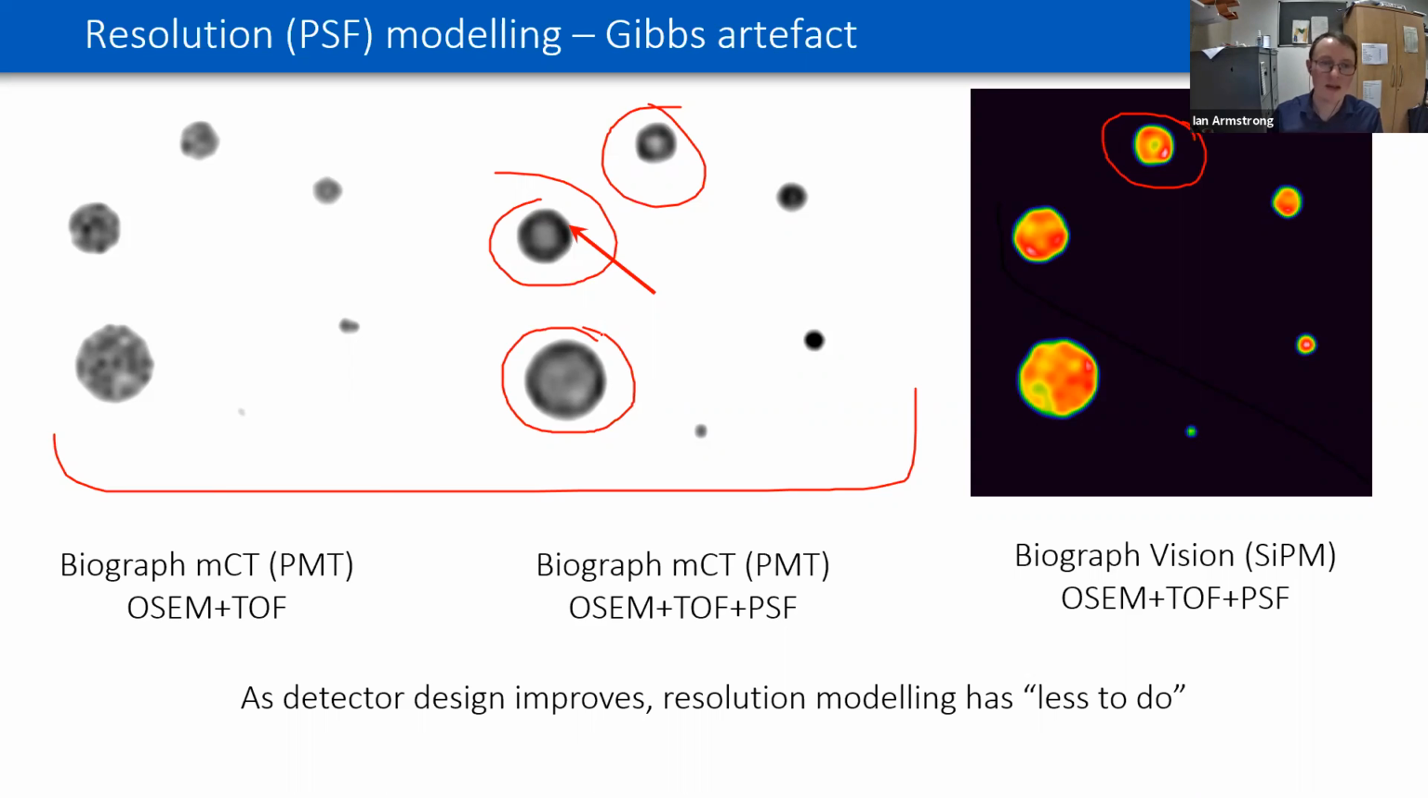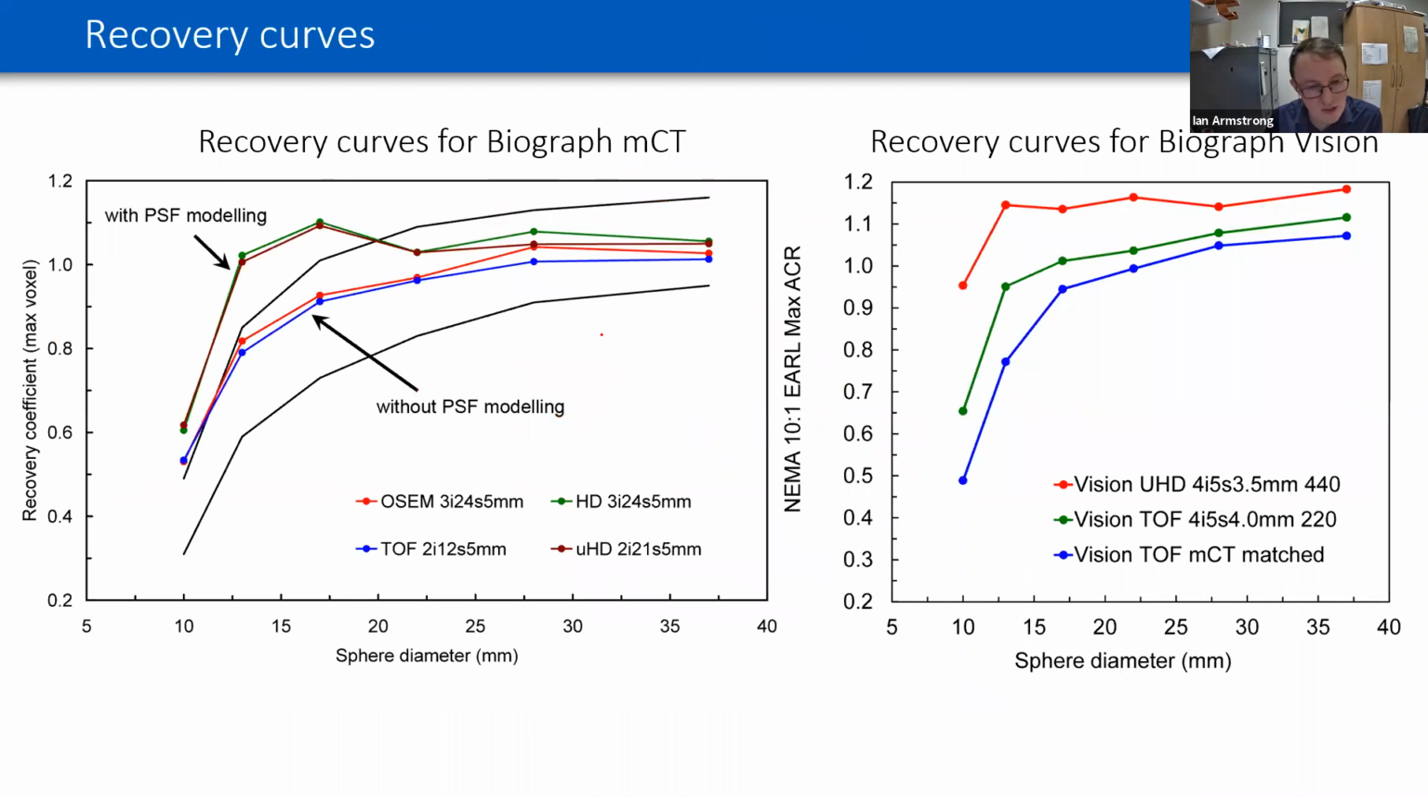So what does this lead to? Well, it leads to NEMA recovery curves like this. Anybody that's done any work with PET and trying to harmonize will know that when we have PSF or resolution modeling, we get curves like this. This is data from the MCT. We can see this hump, this non-monotonic response with size, which can cause quite a lot of problems. We've got the two curves below without PSF, just with time of flight and without time of flight. Just for completeness, the two black lines are the EARL harmonization limits as well. So again, you can see why this was a problem with the traditional EARL 1 harmonization.